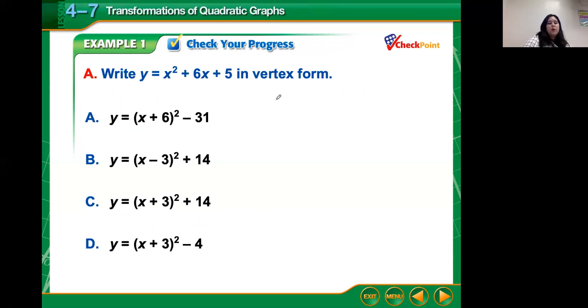Go ahead and write y equals x squared plus 6x plus 5 in vertex form. Let's take a look here. We're going to isolate x squared plus 6x, with plus 5 on the outside. I'm going to take half of my 6 value and square it. So I'm going to add 9 on the inside and subtract 9. By doing that, we're going to get x plus 3 squared on the inside, and then we're going to get minus 4 on the outside. So that means our answer is D.